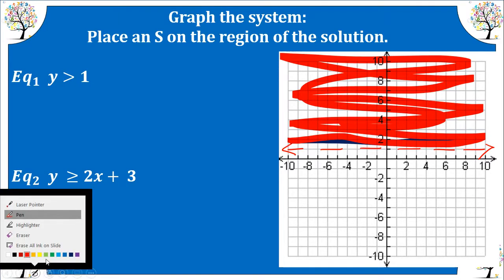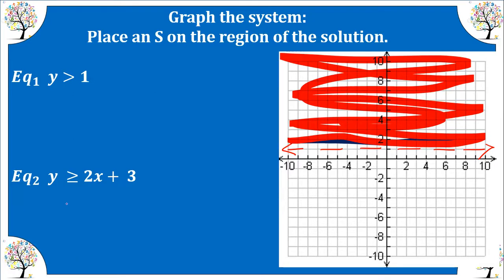Pen, and let's do purple. Y is greater than or equal to 2x plus 3. This is in slope-intercept form. I'm going to start at 0, 3. We're going to go up 1, 2, and right 1, up 1, 2, and right 1, down 1, 2, and left 1. It is solid because we have the equal sign. This is what makes it solid.